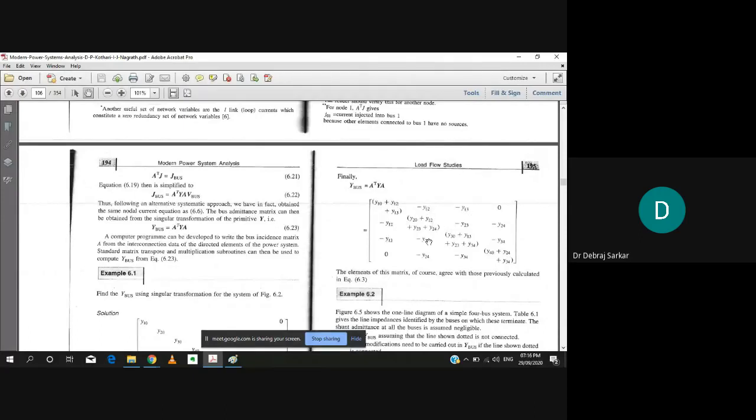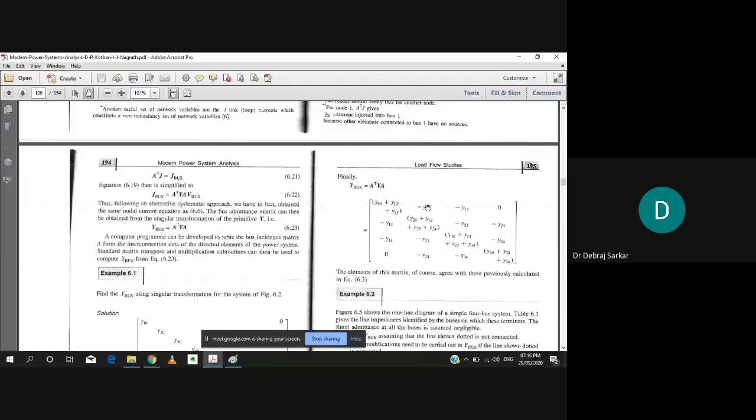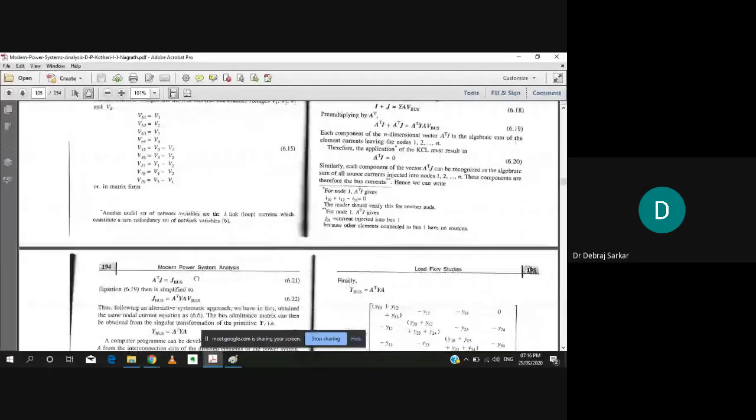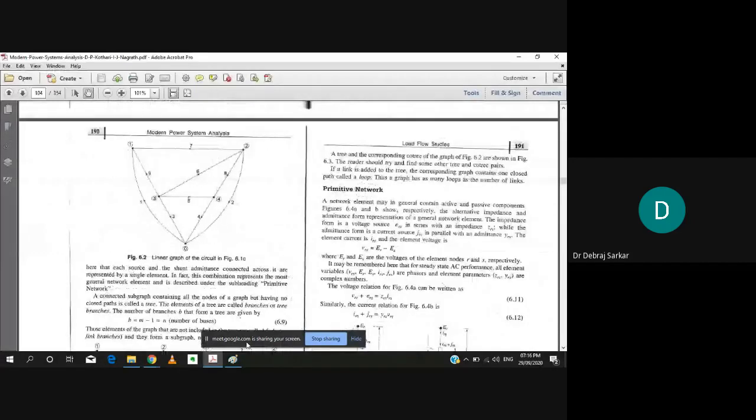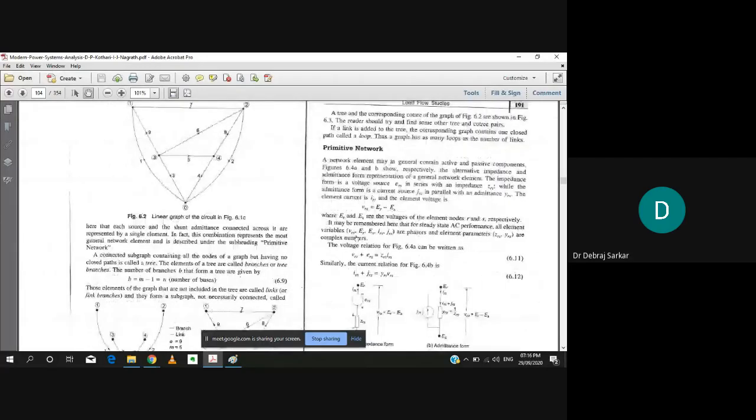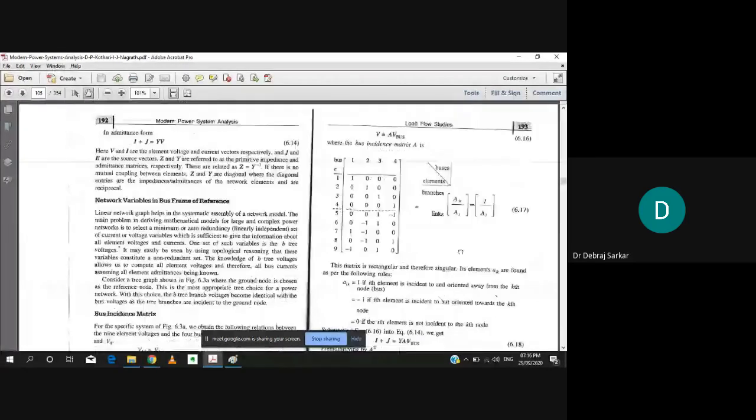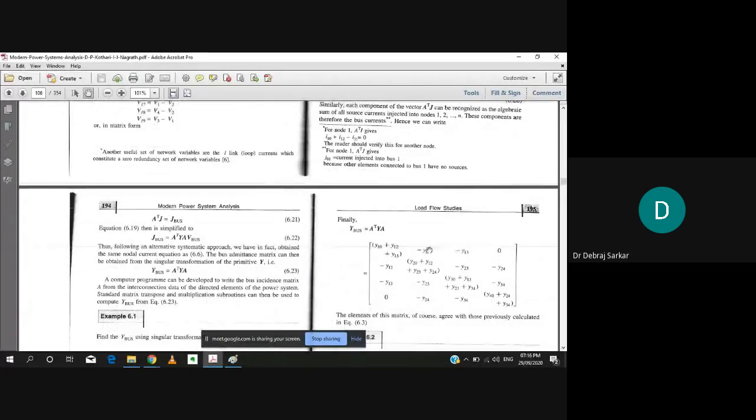What are these called? The off diagonal elements. These off diagonal elements are there only when there is a connection between these two nodes. Look at this node. This is position 1, 2. So it is between node 1 and node 2. There is a connection between node 1 and node 2, element 7. So in position 1, 2, there should be minus y12.